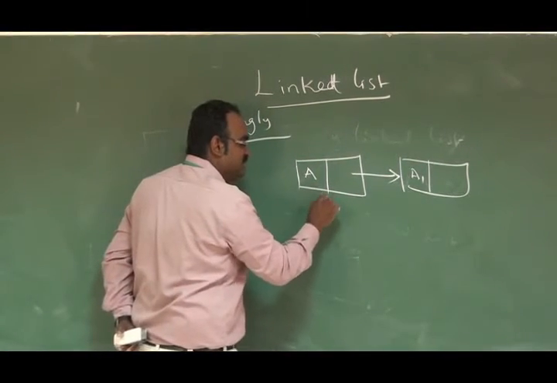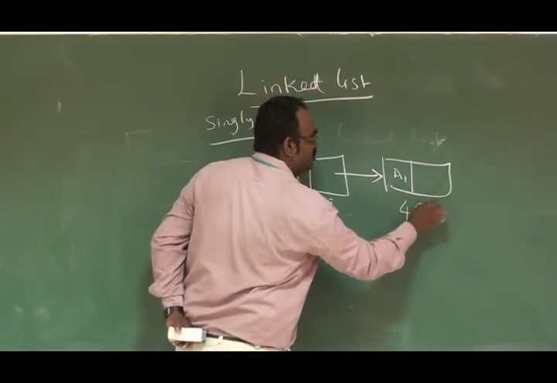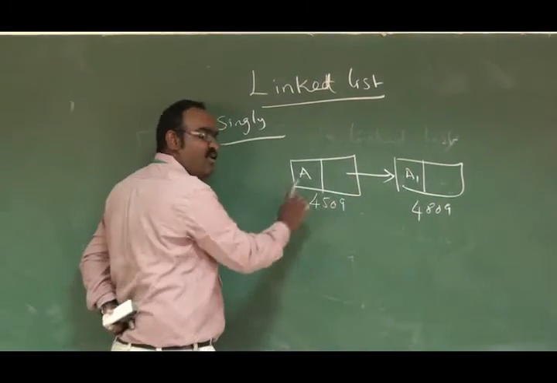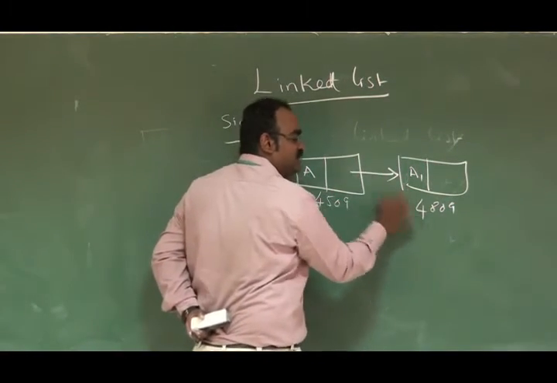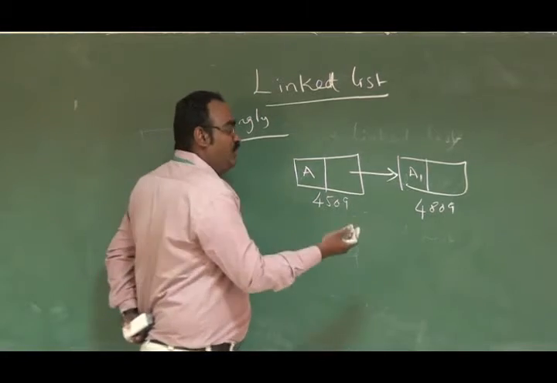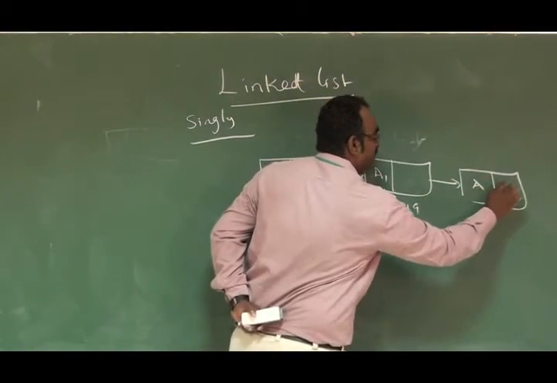For example, this is the location 4509, and this may be 4809. So the next element is not contiguous. The first element A is stored in 4509, and the next element is stored in 4809. If it is the last element, how is it identified? The last element's pointer is null.